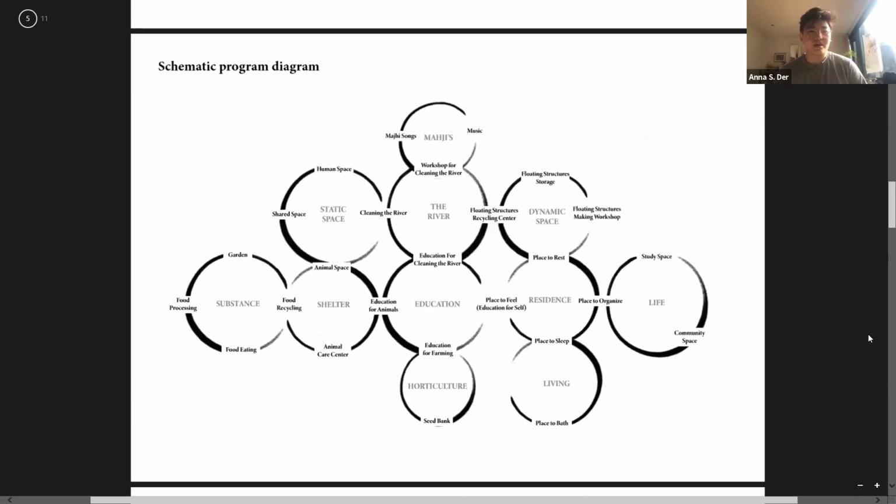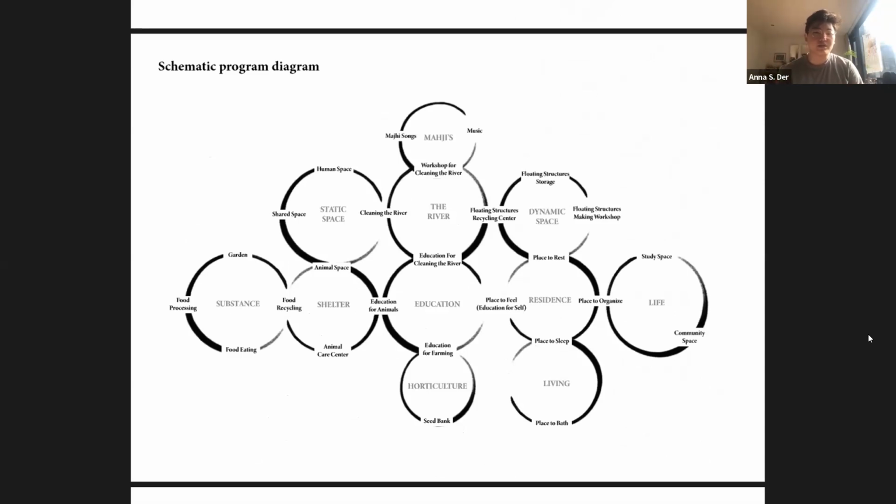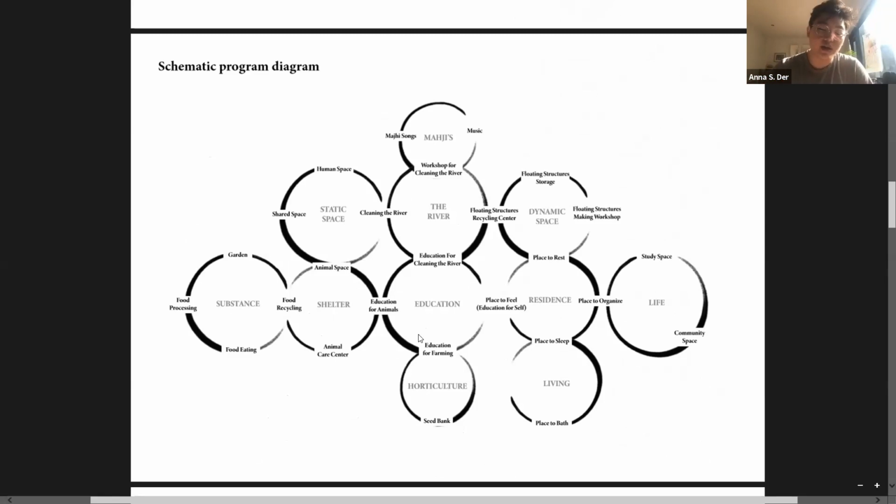We began with a program diagram that was about cyclical things. We started with many different circles that were not connected, and realized that these circles could touch each other and that they could overlap. And so, for instance, there is a cycle of education with different education that happens. And so education for animals also talks about the animal space, the shelter for animals that we're trying to provide. And that circle connects to food recycling and the idea of substance and the food eating and the food processing and the planting.